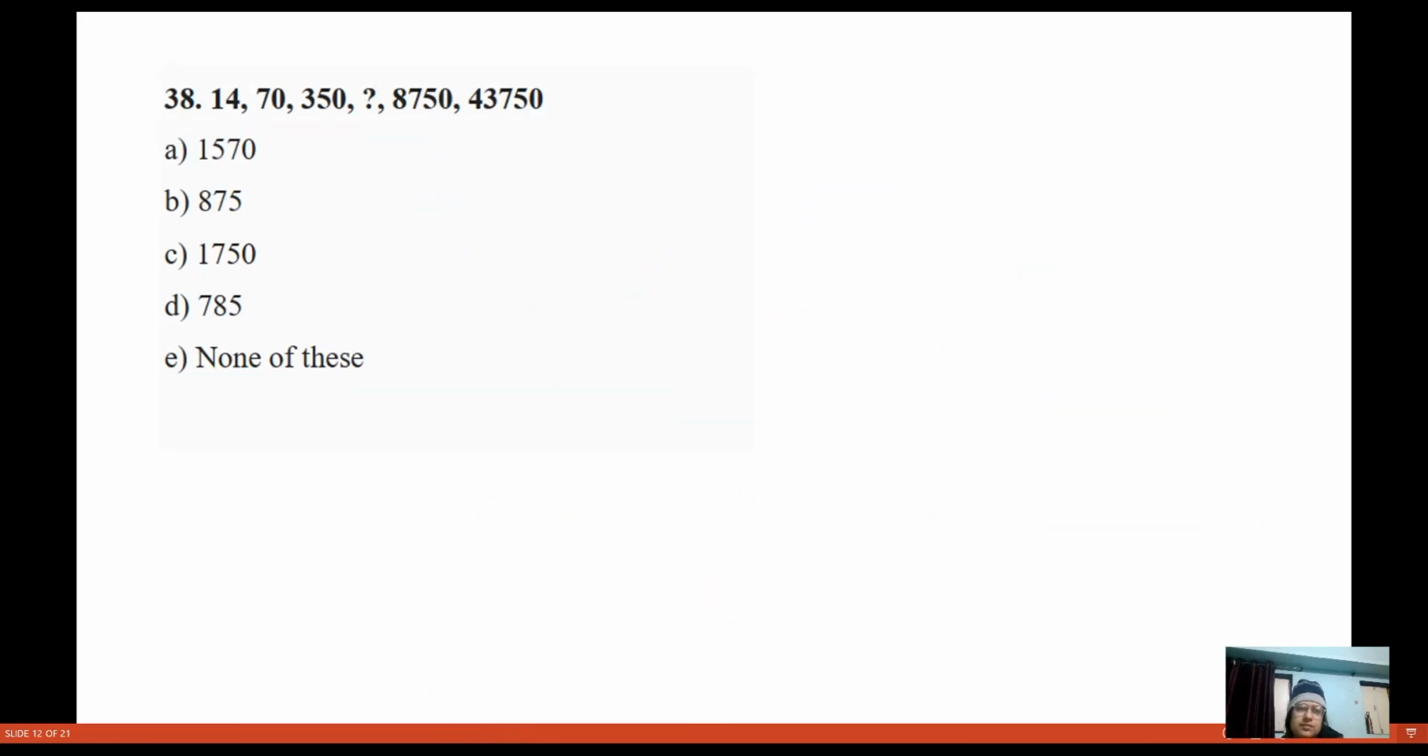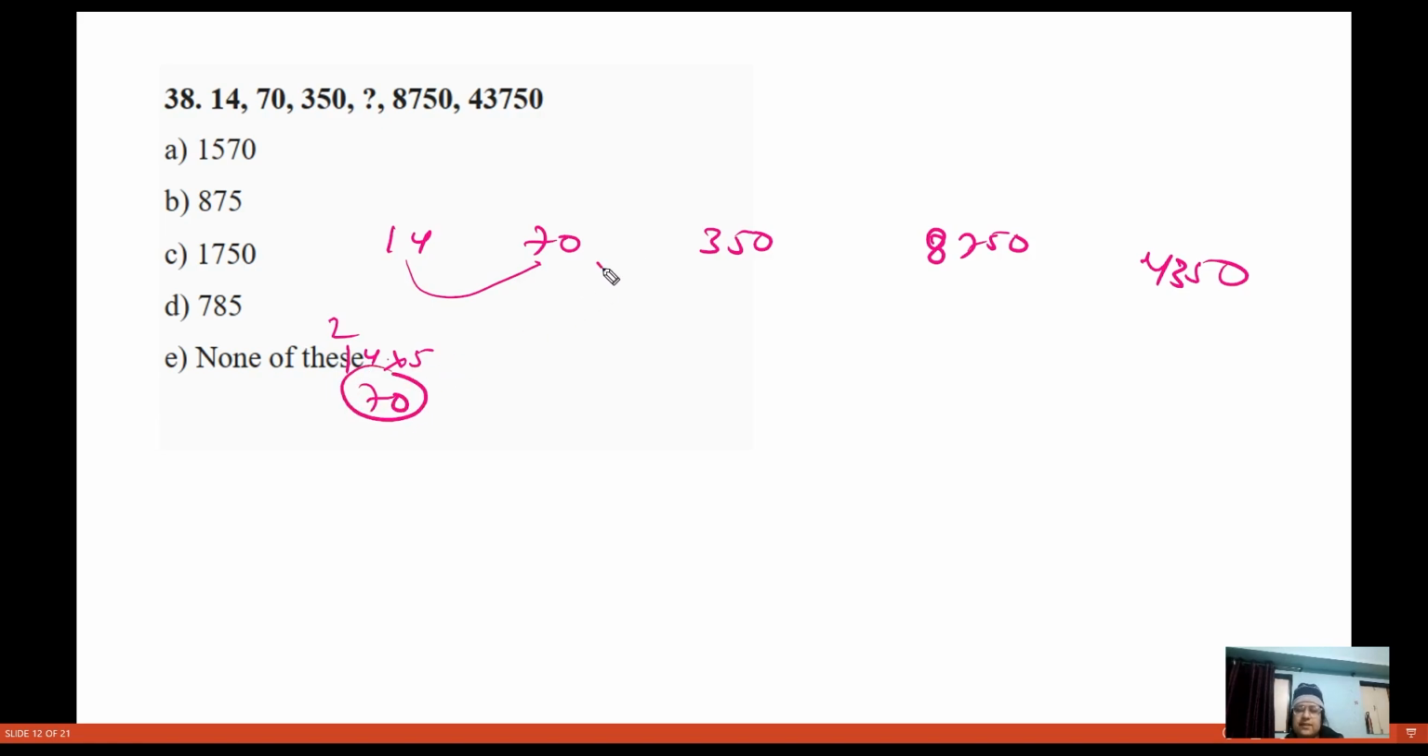Okay, now look at this question. We have 14, we have 70, we have 350, we have 8750, and we have 4350. So here I see that if I do 14 into 5, I'll get how much? 70. Then 70 into 5 I'll get 350. Then 350 into 5, how much am I going to get? 5 5s are 25. This is 15 and 17.